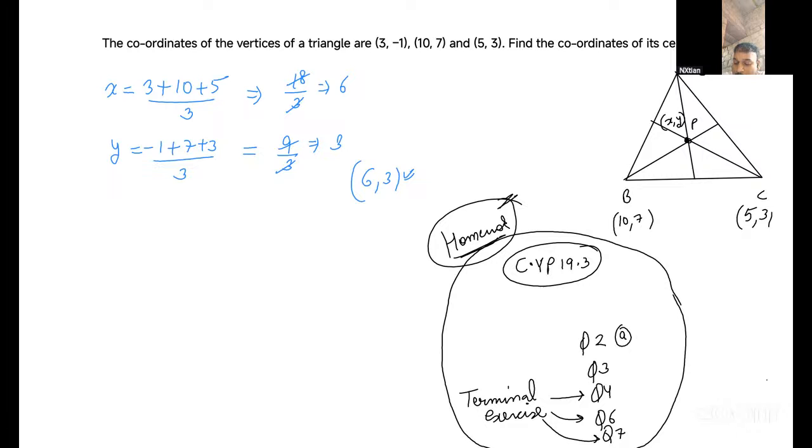Now today we will learn about Coulomb's law. Coulomb's law is one of the important laws.